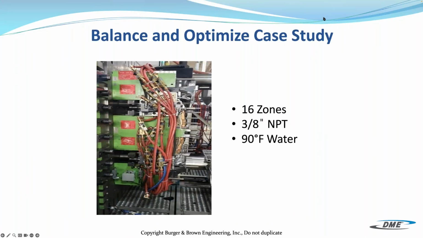So we're going to go through a case study. We had a customer that came to us and said they've got a product that they are manufacturing, and it was a grill for an automobile. And they had 16 zones. Each circuit was 3/8 inch, and then they were feeding 90-degree Fahrenheit water to the tool.